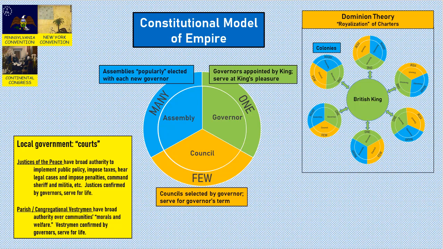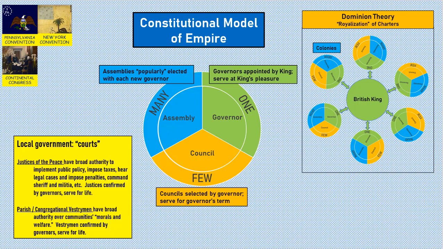And what held the empire together, what made it an empire, is that each of the colonies and Great Britain shared the same one, the same king. And so the way that worked in practice is each colony would have roughly a governor, council, and assembly. The governor representing the one, the council representing the few, and the assembly representing the many. Again, these go under slightly different names in the different colonies, but would have the same fundamental structure.